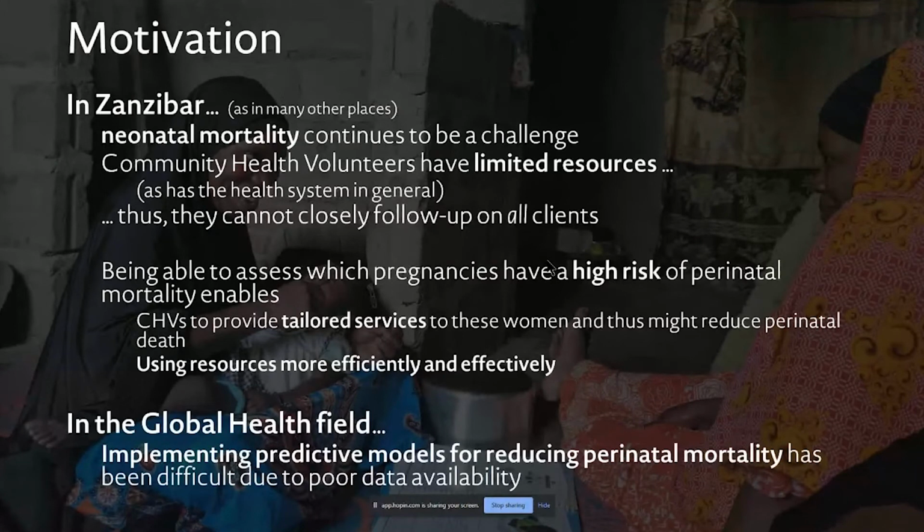So that's the Zanzibar context, but also it's an interesting challenge for the global health field because creating and implementing predictive models for reducing perinatal mortality has been difficult in the sector, often due to poor data availability, but also due to other factors. So by doing the work that we do in Zanzibar, we also hope that we can contribute to the global health field in general.